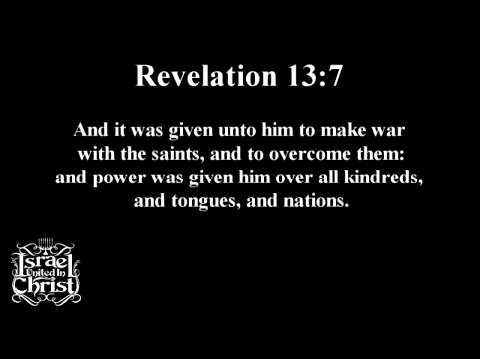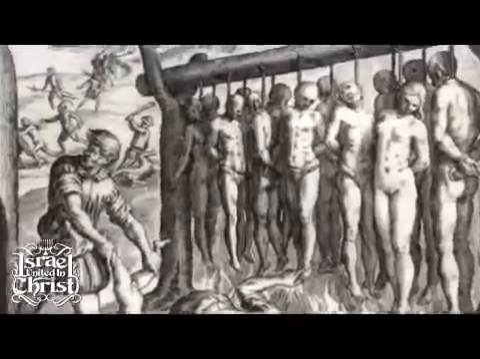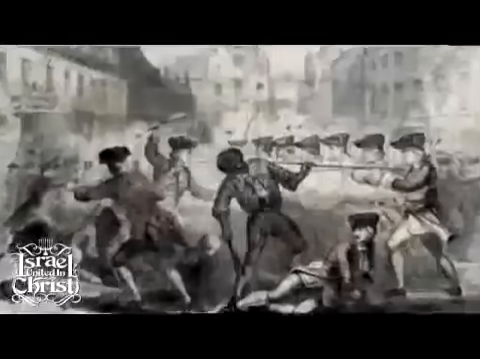And to overcome them. Read the bottom of verse 15. "And cause that as many as..." As many who? As many of us. As many Israelites. Go ahead. "As many as would not worship the image of the beast should be killed." So they were killing us if we didn't worship that image. They were killing our people, the northern and southern kingdom of Israel. They were slaughtering us.